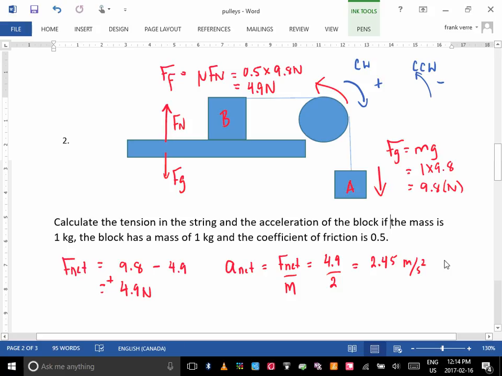Now, what direction? From the perspective of the pulley, that will be clockwise. From the perspective of block B, just this block, which way would it move, right or left? It would move this way, to the right. From the perspective of mass A, it would be down. So it's about different perspectives. From the perspective of the pulley, it would be clockwise rotation. Okay, so that's the net acceleration.